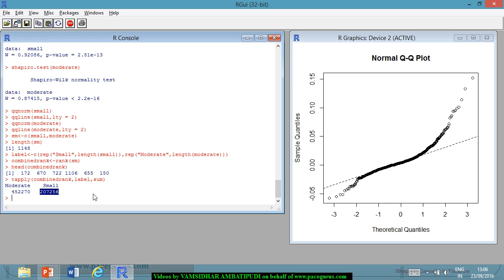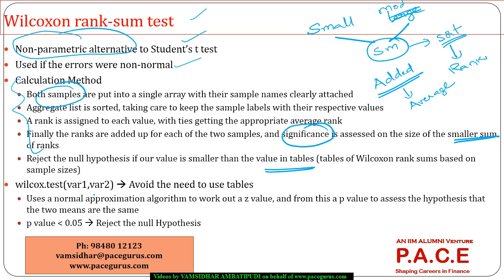Now I'll take the smaller of these ranks, 207,256, and compare it with respect to my Wilcoxon rank sum tables. The table value is purely based on the sample sizes of both group 1 and group 2. If the value we have computed, 207,256, is lesser than the table value, then we reject the null hypothesis and say that the means are significantly different. Otherwise, we will not reject the null hypothesis.